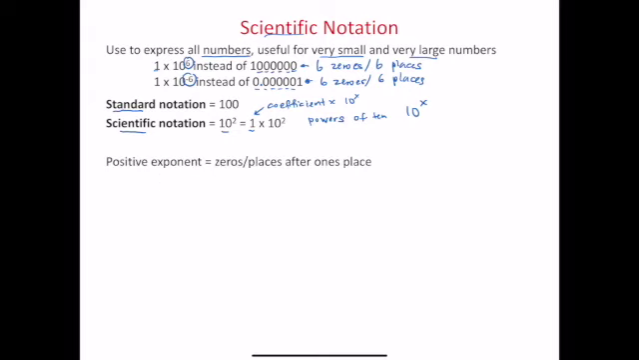Okay, so when you have a positive exponent, those are zeros after the ones place. You can see 10 to the 1 means that there's 1 zero after the 1. 10 squared means that there are 2 zeros or 2 places after the 1. And so 10 to the third means there are 3 zeros or 3 places after the 1.